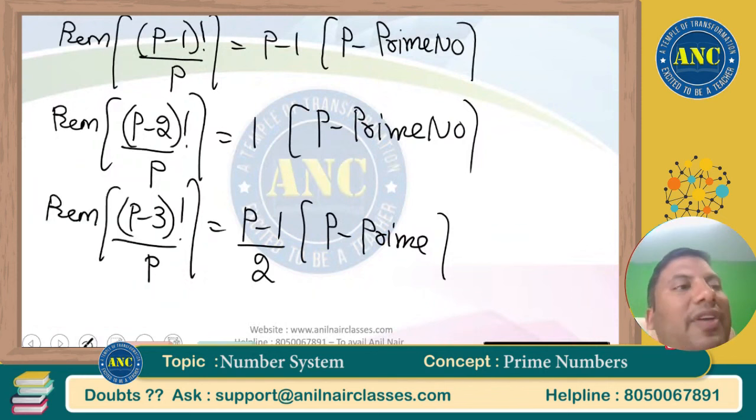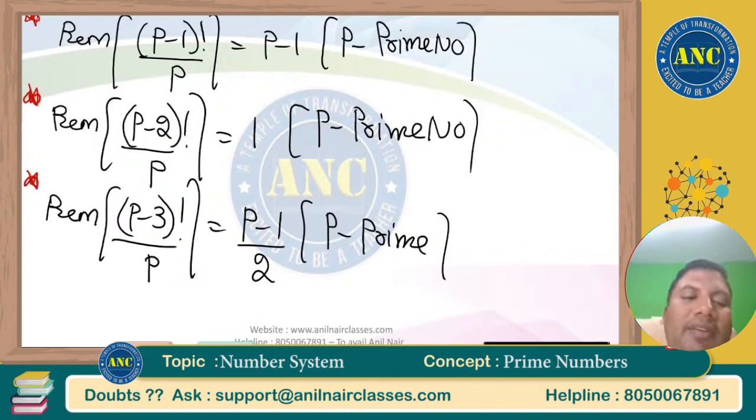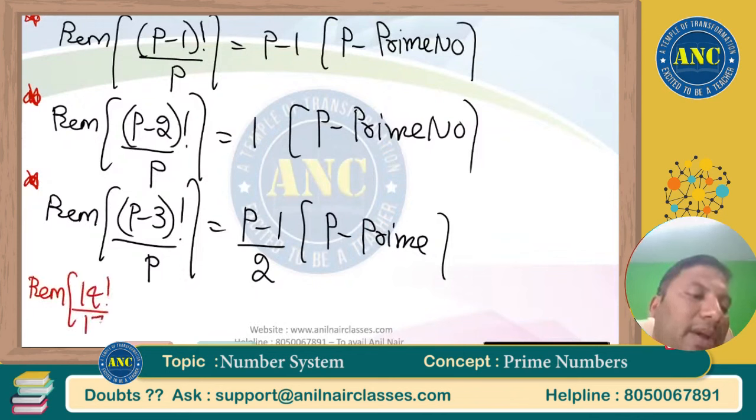(P minus 1) factorial divided by p is p minus 1. (P minus 2) factorial divided by p is 1. (P minus 3) factorial divided by p is (p minus 1) by 2. Directly you will get the answer. 14 factorial divided by 17: 17 minus 1, 16 by 2, is 8.